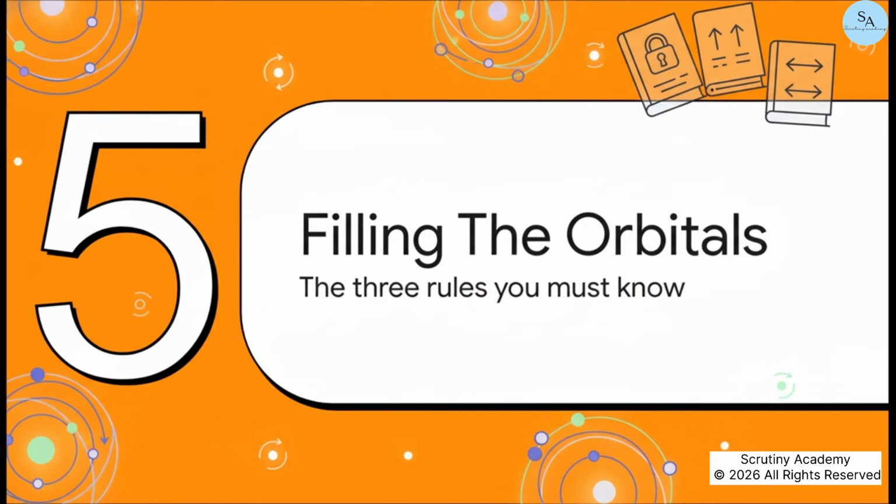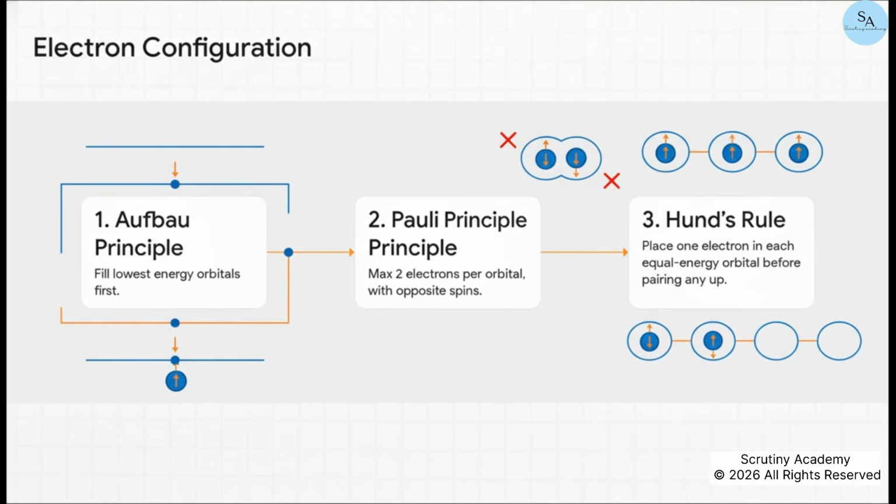Okay, great. We have the address system for electrons. But now, how do we actually start placing electrons into these orbitals? How do we fill up the house? Well, it turns out there are 3 really simple rules you just have to memorize. These are the 3 golden rules. Rule number 1 is the Aufbau principle. It's simple. You always fill the lowest energy orbitals first. Start from the ground floor and work your way up.